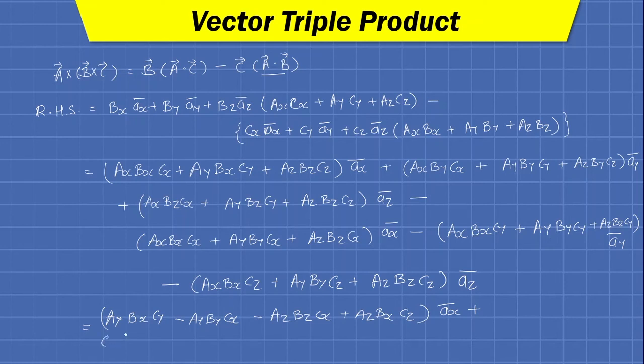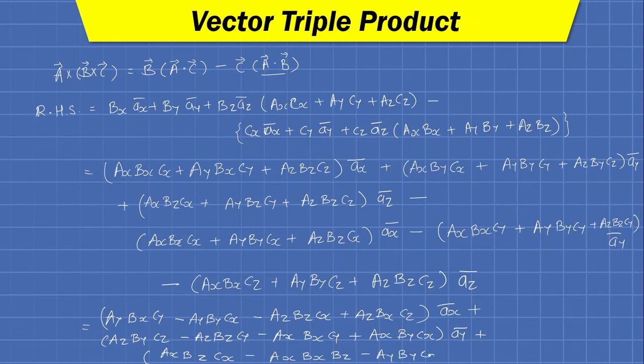The y coordinate of the resultant triple product will be AZ BY CZ minus AZ BZ CY minus AX BX CY plus AX BY CX AY bar, plus the z coordinate will be AX BZ CX minus AX BX CZ minus AY BY CZ plus AY BZ CY AZ bar. Fine.